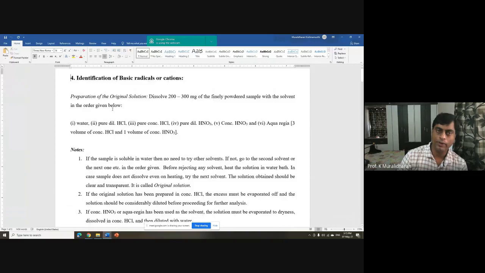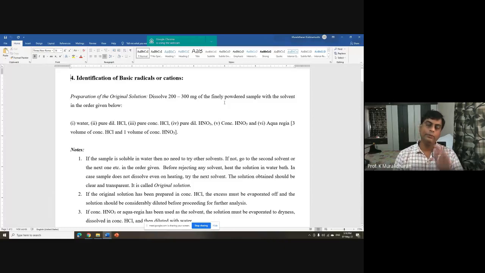original solution. This is called the original solution. Basically, you are making a solution of the sample given to you. So take 200 to 300 milligram of the sample given to you. You will be given two or three different sizes of spatula. You take the biggest possible spatula and dissolve the salt into water, right?